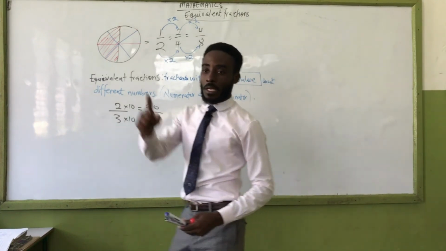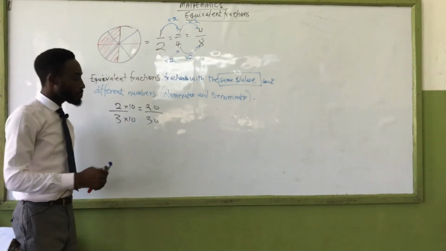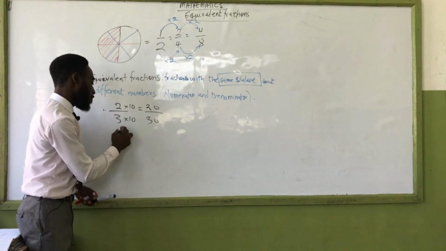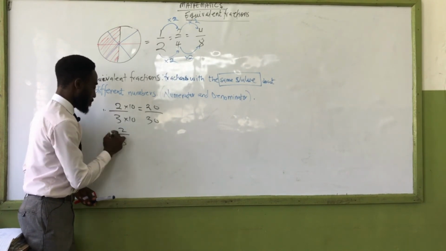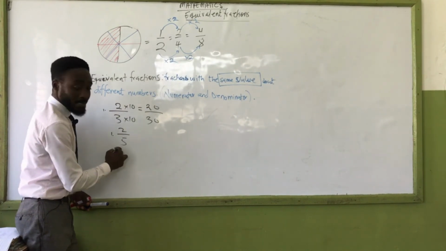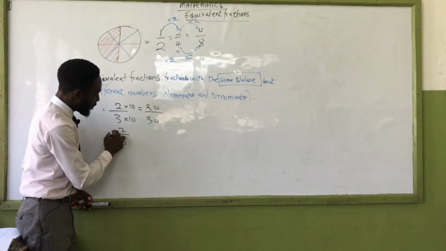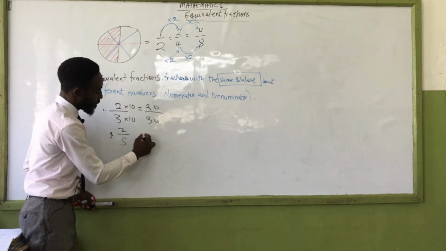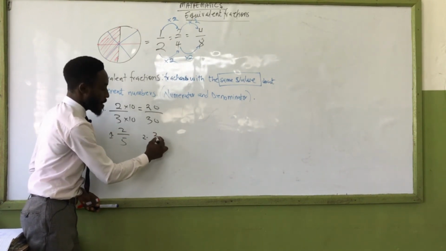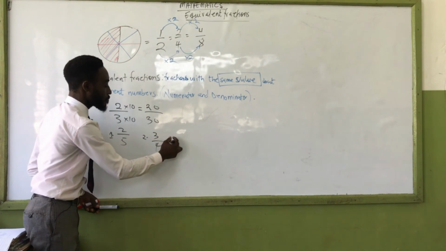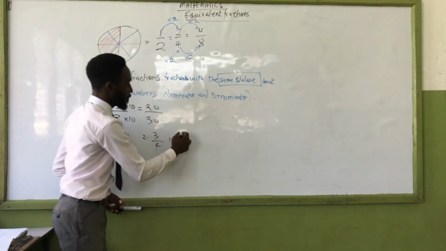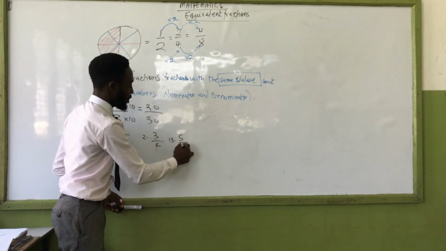So let's take these examples quickly. Find equivalent fractions for 2 over 5. Are you writing? Find equivalent fractions for 2 over 5, 3 over 4, and then 5 out of 7.